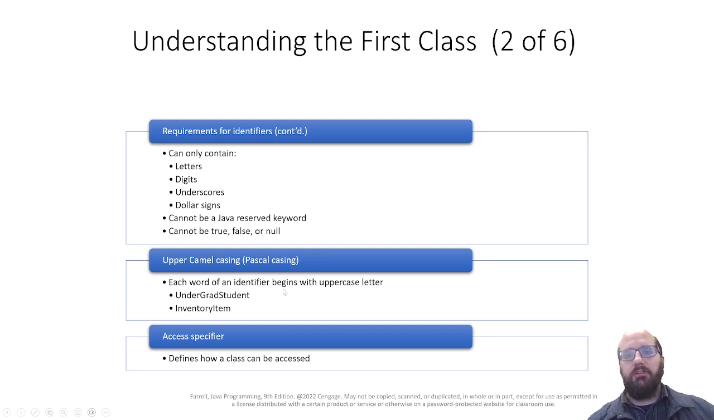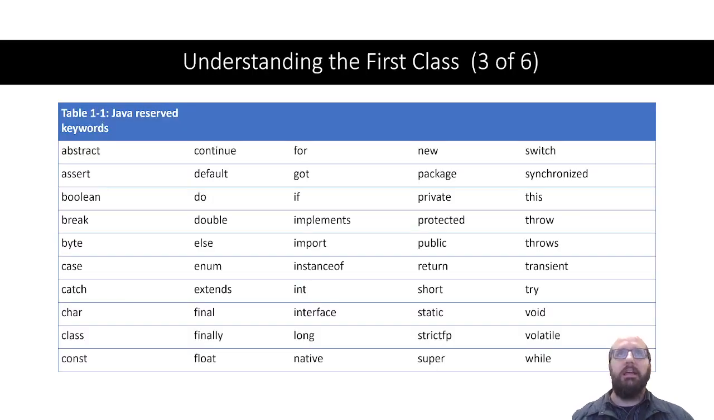Each word of the identifier uses camel casing, this is the usual way we case class names. Each word begins with an uppercase letter. The access specifier, which is private, public, or protected, defines how a class can be accessed. We'll get more into that later on.